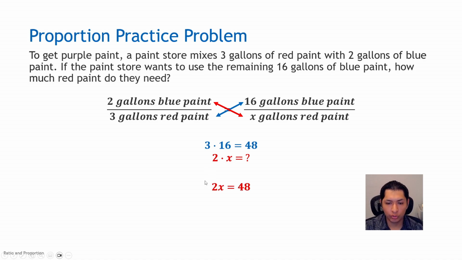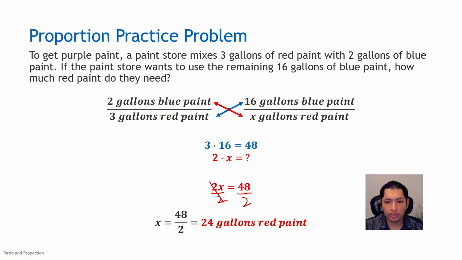So when we multiply 2 times x, it should equal 48, because that is what is going to make the proportion equal. And now we have 2 times x is equal to 48, and we solve that by dividing both values by 2. So we divide 2x by 2, and we divide 48 by 2. This eliminates the 2, and we have that the missing amount of red paint is equal to 48 divided by 2, or 24 gallons of red paint.